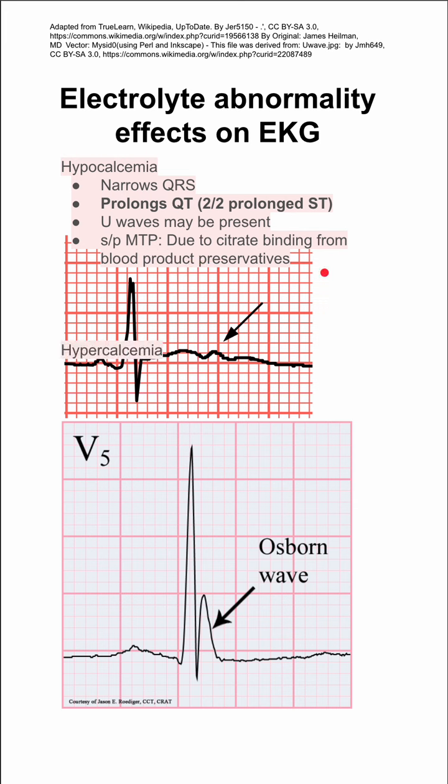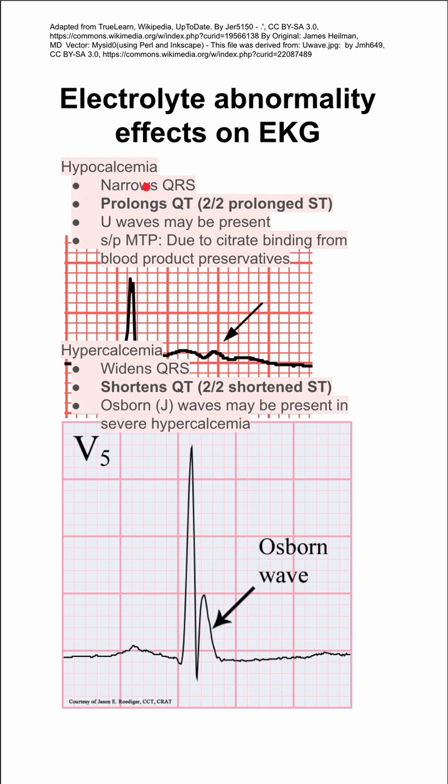Another electrolyte abnormality is hypercalcemia, where you'll have a widened QRS and a shortened QT, secondary to a shortened ST segment. This is easy to remember because it's the opposite of the changes that you see in hypocalcemia. In hypercalcemia, you can have a J wave or an Osborn wave, as shown here, which might be present in very severe hypercalcemia.